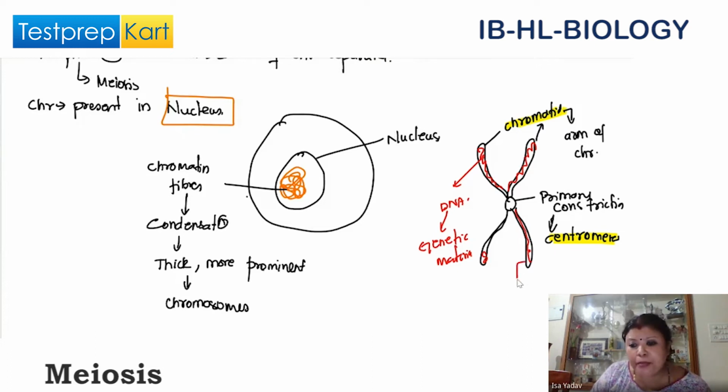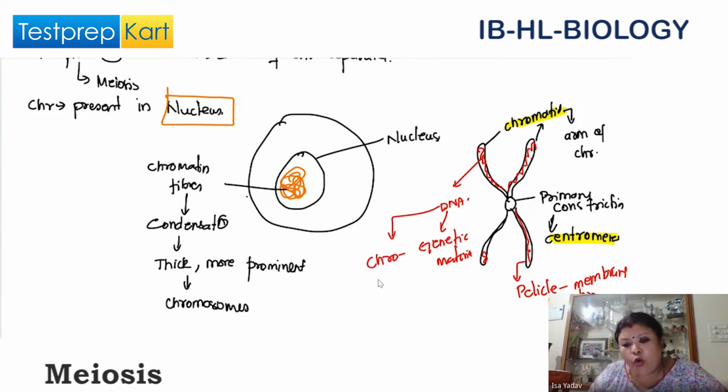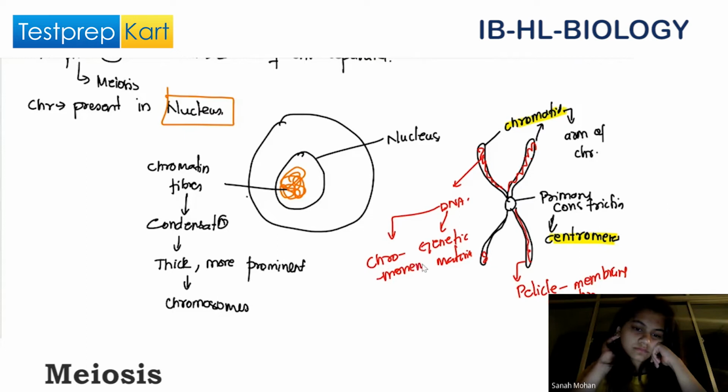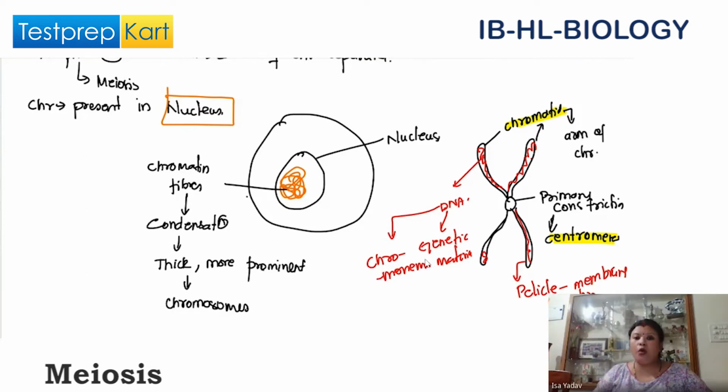Chromosome has a thin membrane which is called as pellicle. This is the membrane of chromosome. Inside that, there will be fluid. And in that fluid, we have the DNA. The other name of DNA is also called as chromosome. Okay. So this is a place where the DNA is present.